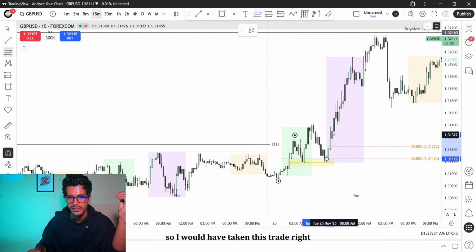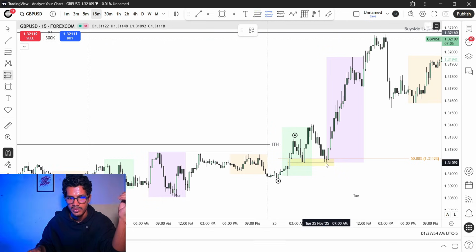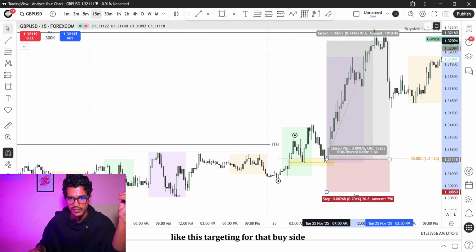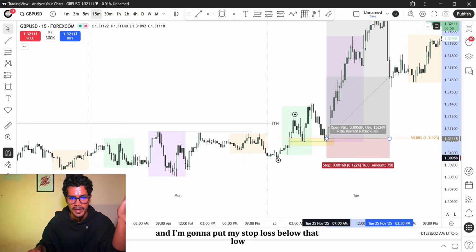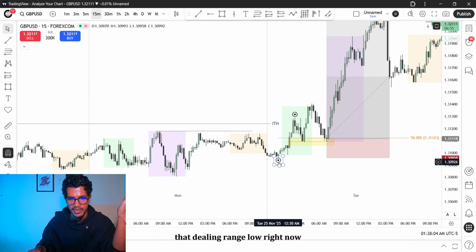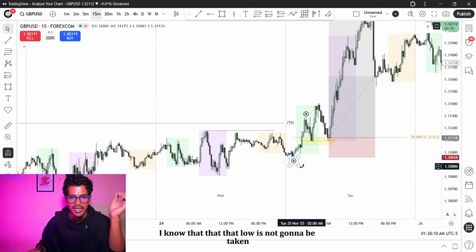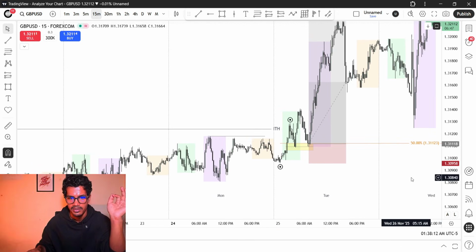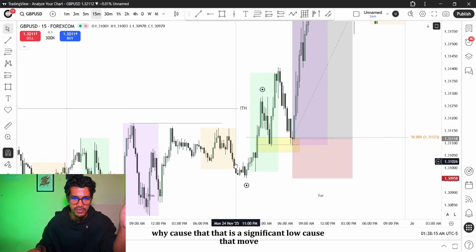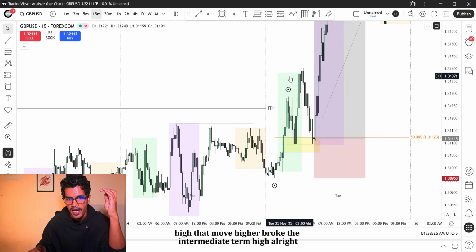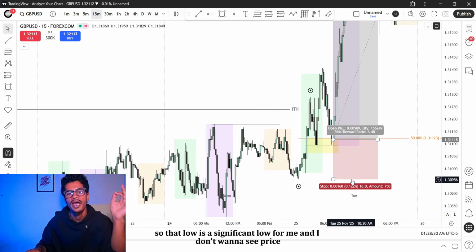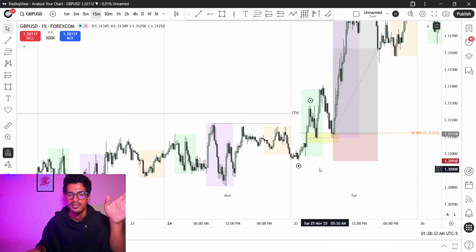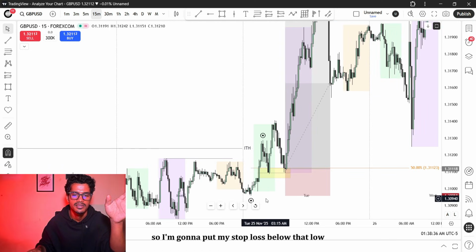So I would have taken this trade, targeting that buy side, and I'm gonna put my stop loss below that low, that dealing range low. Right now, I know that low is not gonna be taken. Why? Because that is a significant low, because that move higher broke the intermediate term high. All right. So that low is a significant low for me, and I don't want to see price take out that low. So I'm going to put my stop loss below that low.